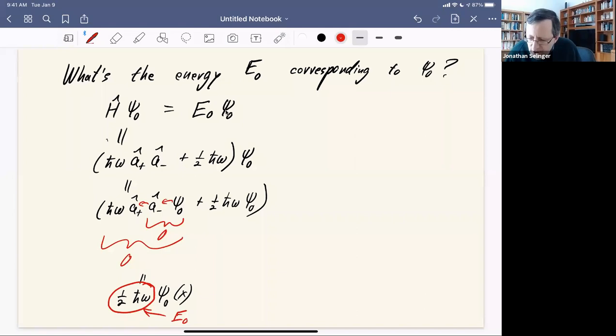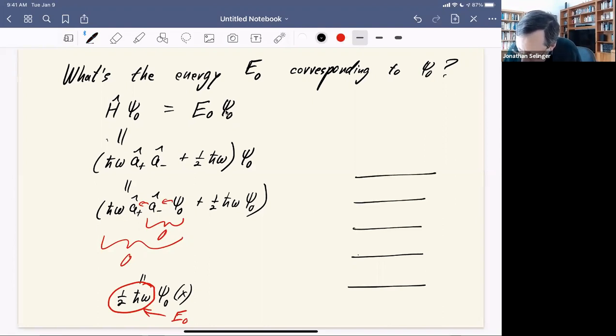So now we figured out the ladder. In this ladder of states, the bottom is E0, which is 1/2 h bar omega. And the corresponding state is psi 0 of x, which is the normalization constant times the exponential of minus m omega x squared over 2 h bar.